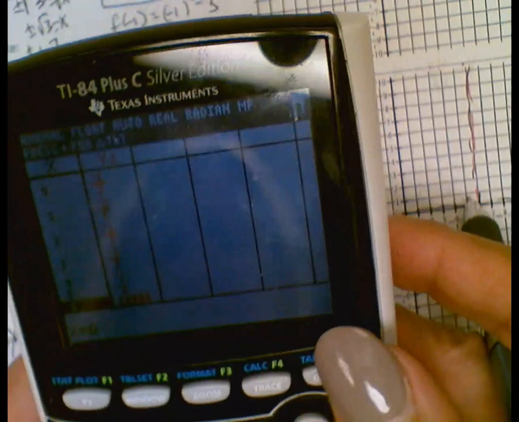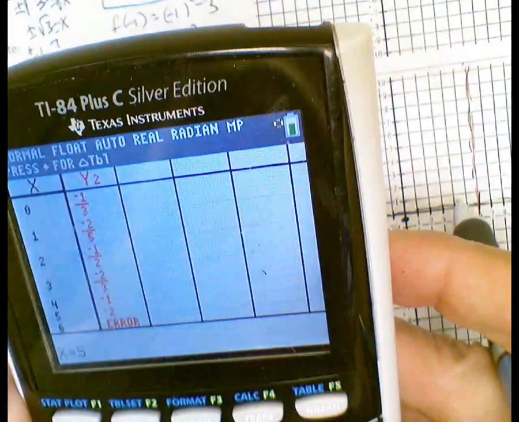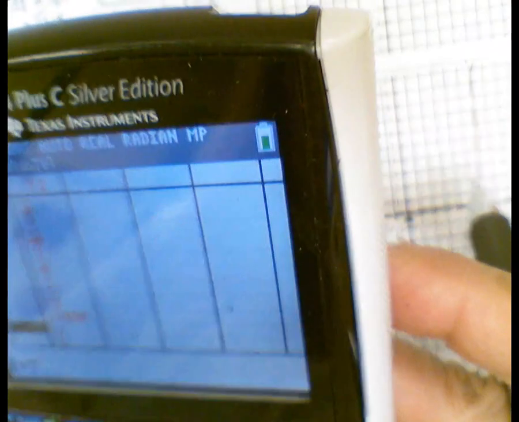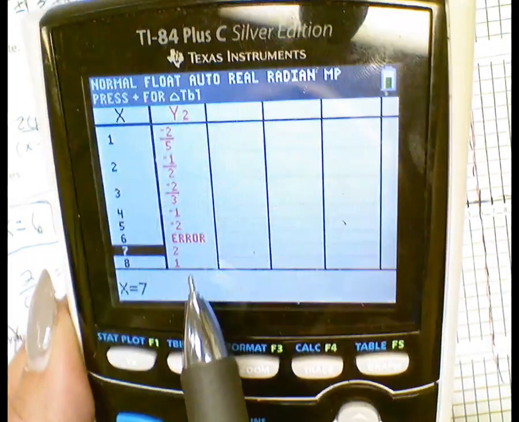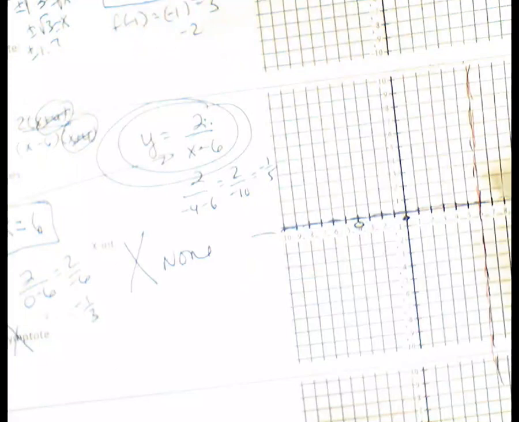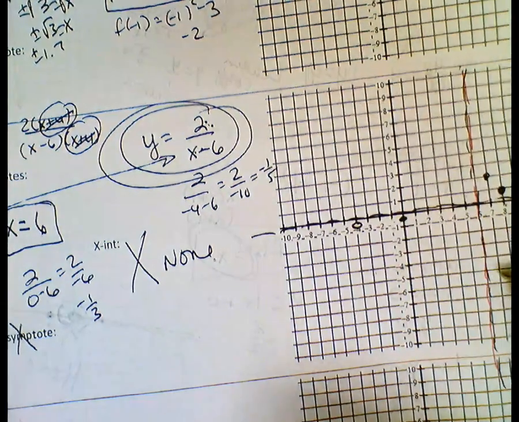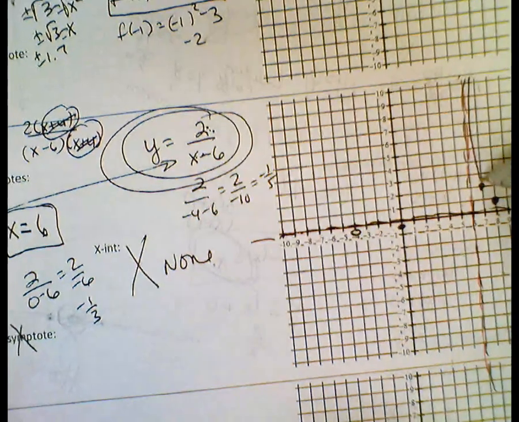So we've answered all of our questions. We just need some t-table points, and I've already got this graph. So let's look back at our t-table. Let's look at some numbers past 6. So I see 7, 2, and 8, 1. Those are great points right there. Those are nice, easy points on the curve. I'm good enough grabbing that right now.